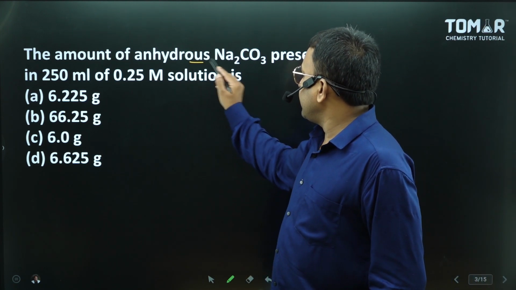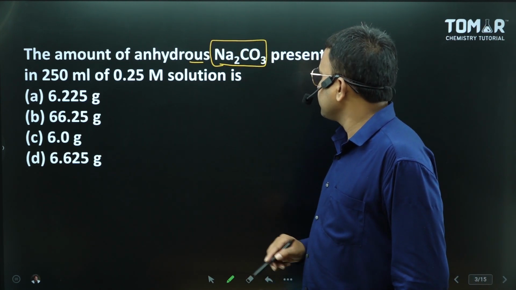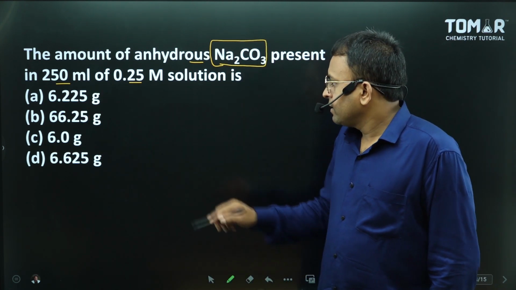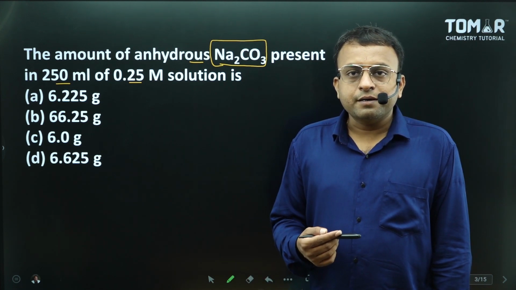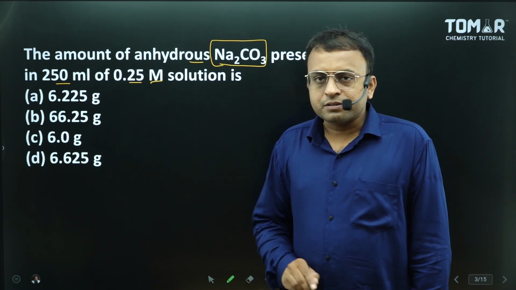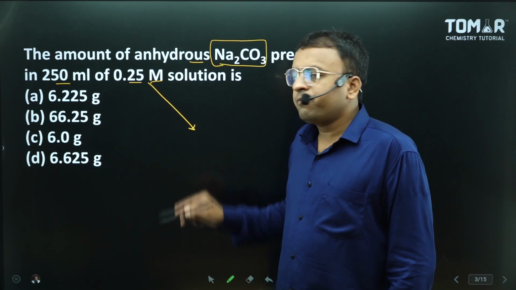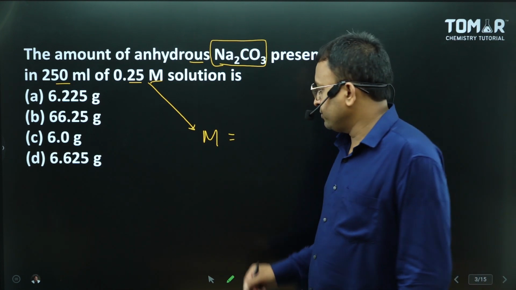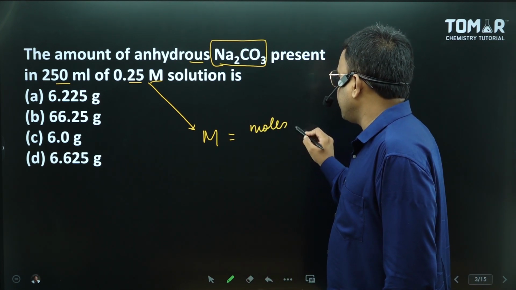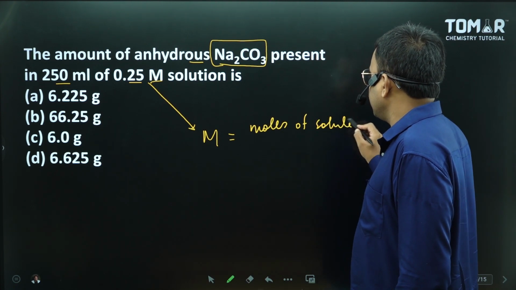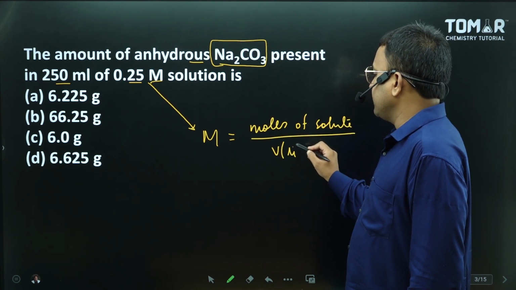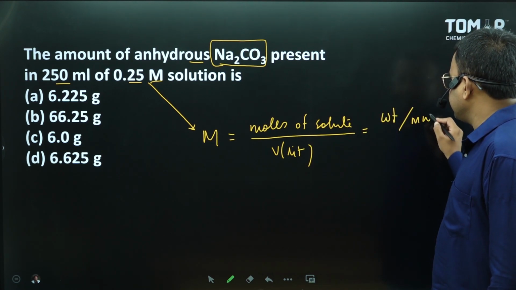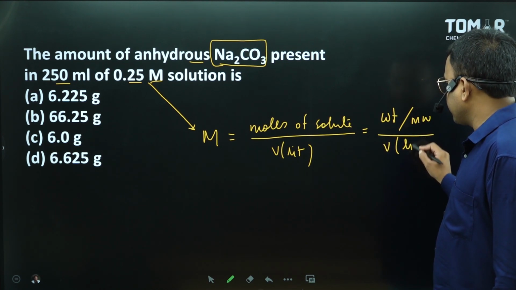The amount of anhydrous Na2CO3, sodium carbonate, present in 250 ml of 0.5 molar solution. We are discussing concentration terms, and molarity is a concentration term. Now what is the formula of molarity? Molarity is moles of solute per liter of solution. Mole is weight divided by molecular weight, and we have to put the volume in liter.